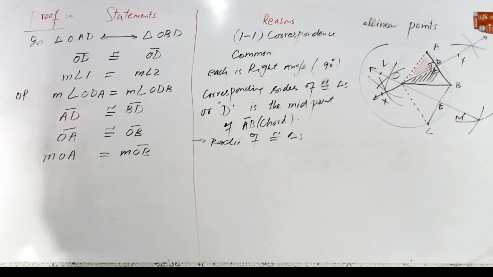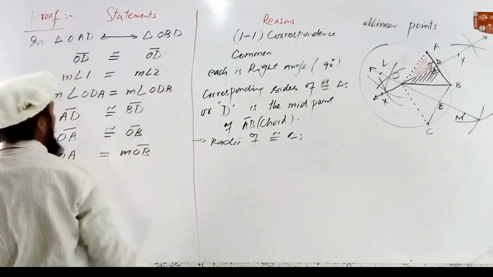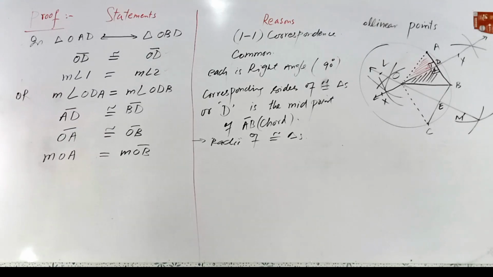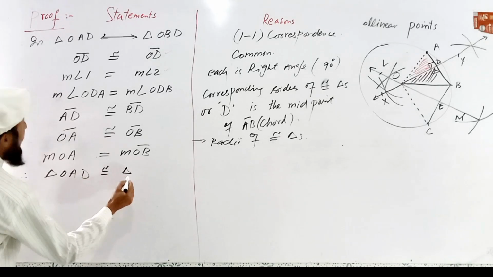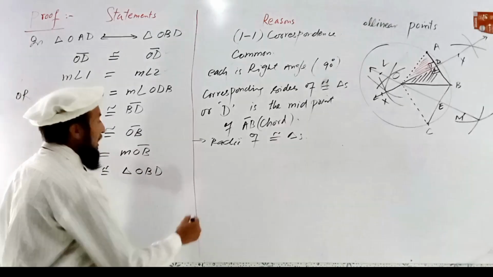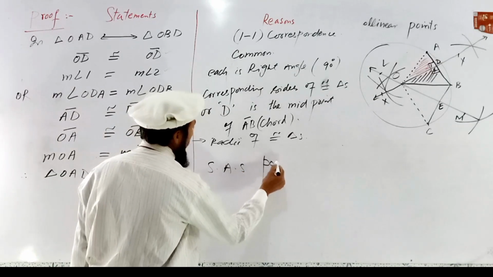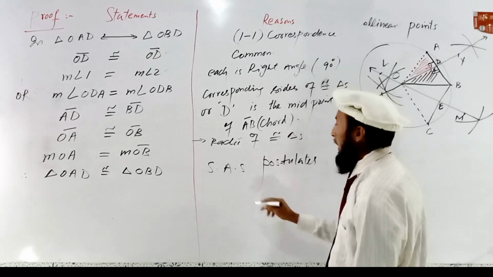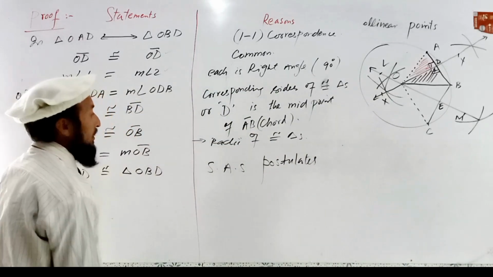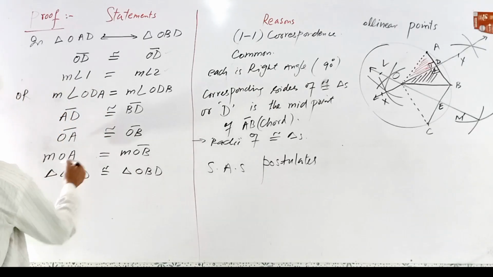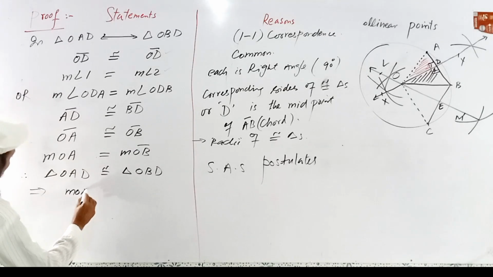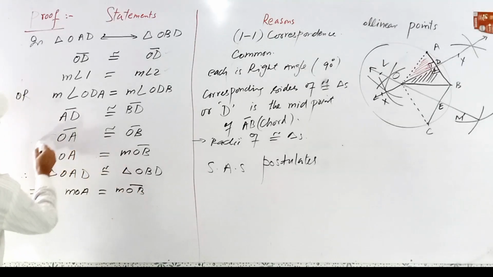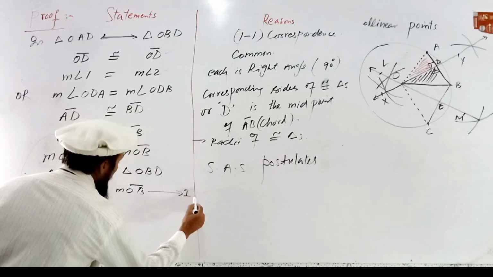So from the above discussion, we have already discussed one side, one angle, and another side AD and BD. From the above statements we can say that triangle OAD is congruent to triangle OBD, by the side-angle-side postulate, according to the definition of the side-angle-side postulate. So from this we can say that measurement OA is equal to measurement OB. This statement we also write from here, equation number first.